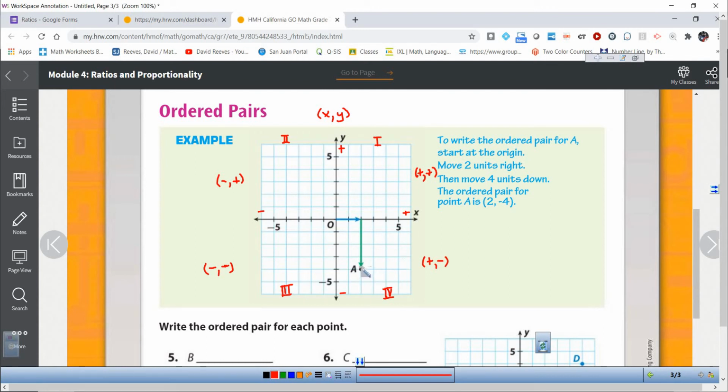Okay, so if we look at point A right here, as you can see, they have the blue arrow, right? The blue arrow goes 2 to the right, and then the green arrow goes down 1, 2, 3, 4. So the coordinate for that point is 2, right? 2 and negative 4. All right, so that point right there is over 2 and down 4. That's how we label points, okay?